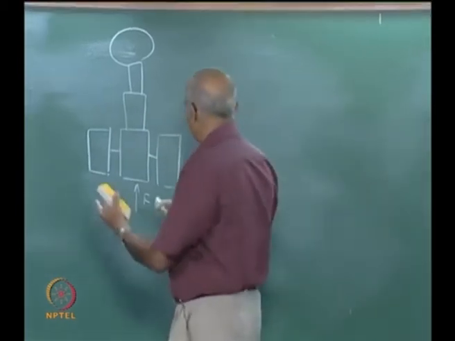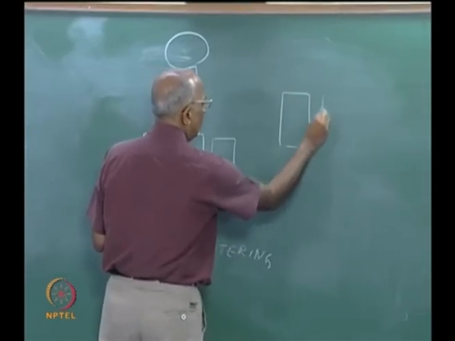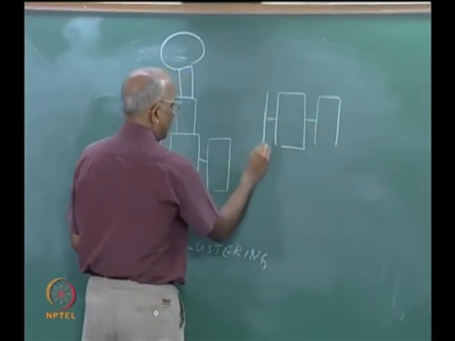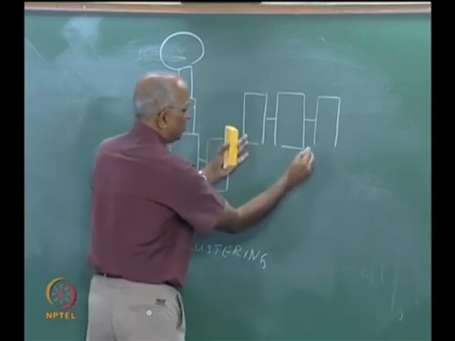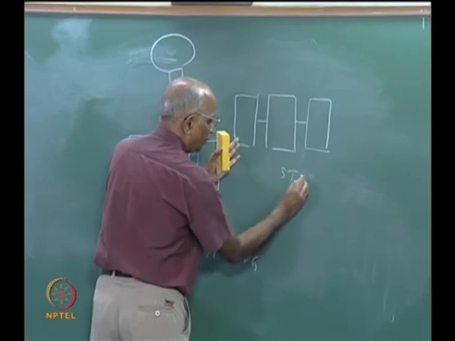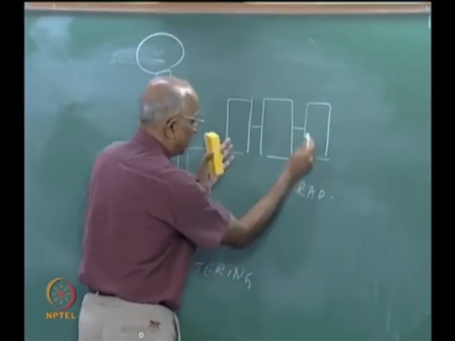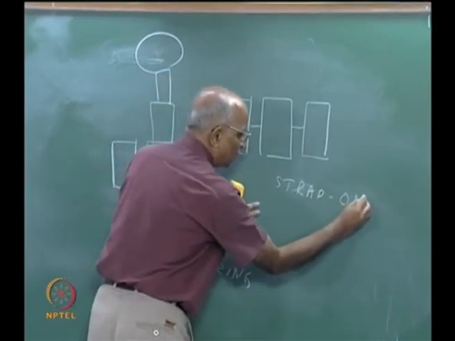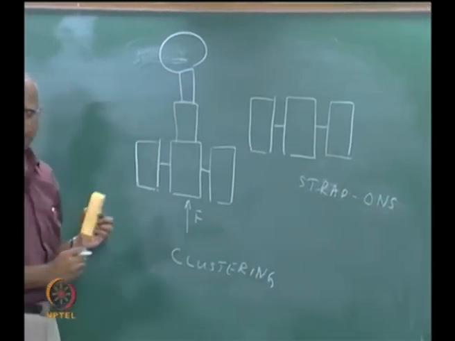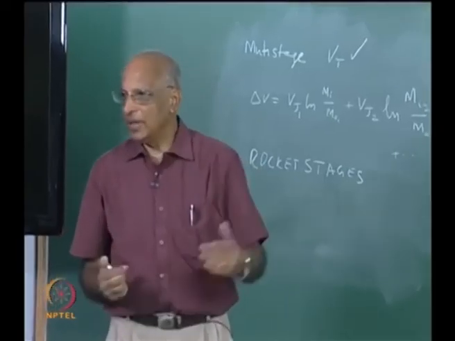Sometimes what we do is, we have a booster rocket, and we put two attachments over here. What are these attachments? They are like straps. I strap something onto it, I attach two straps, and therefore, the side rockets are also known as strap-ons. Let me take one or two examples. Maybe I will show it through slides when we meet in the next class.